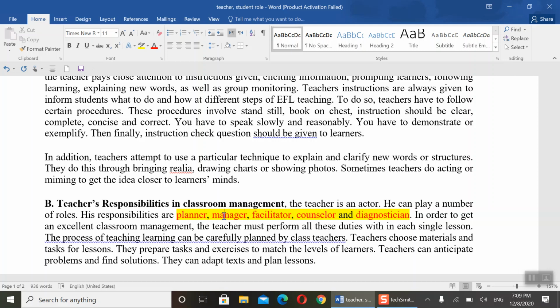Facilitator. So you have to facilitate to make things simple and easy for students. You have to simplify everything for students, not to complicate matters. But you have to what? To make things simple.